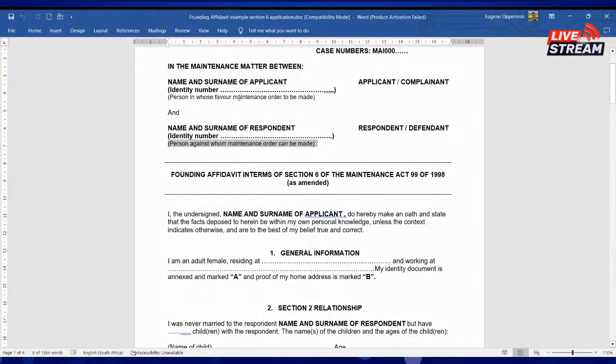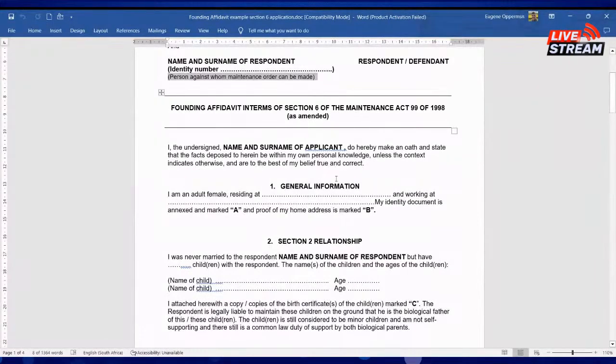You write down your name and then the father's name, and then you simply give some general information: that you're an adult male or female residing at, and you put in your address. I will make this document available in Word format so that you can change it and type it in, and then you can delete what is not necessary.